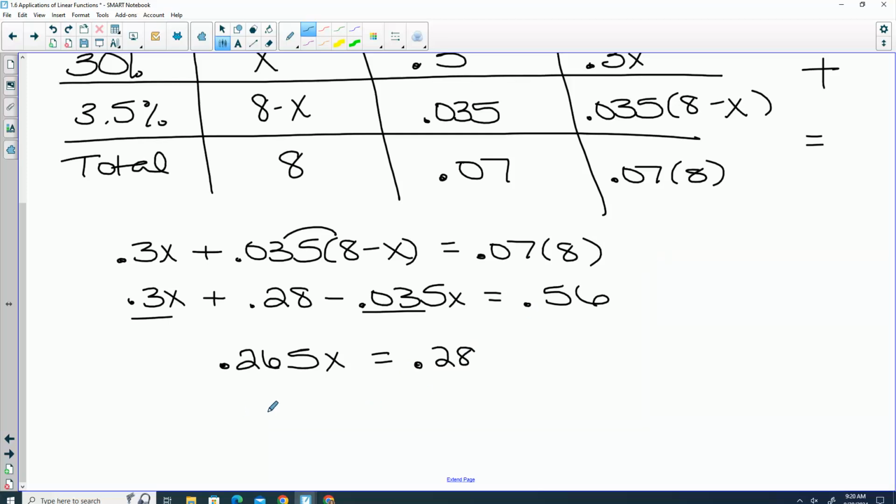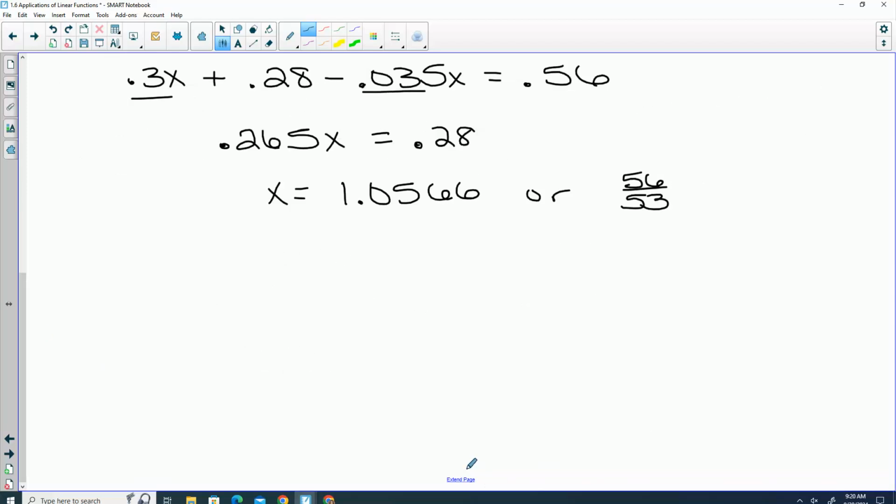Alright, and then when you divide, does it work out nicely this time? No, it is not a nice whole number. You can put it as a fraction. It's kind of ugly. So it's 1.0566, or as a fraction, 56 over 53. If you're doing food science contests, they always tell you to round things at the end, so they would have a rounded version of this decimal.